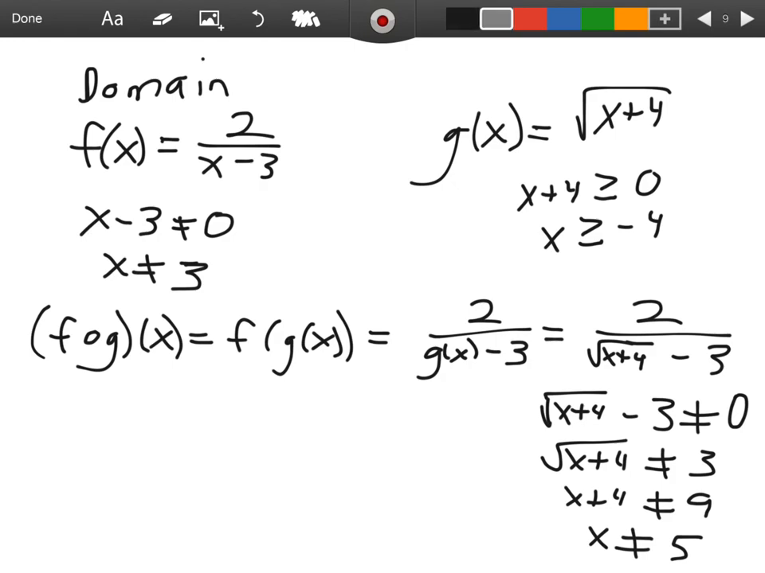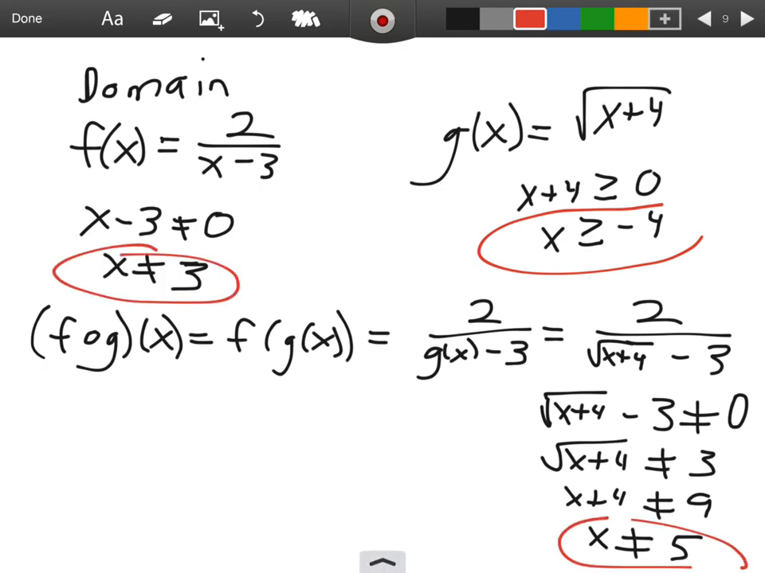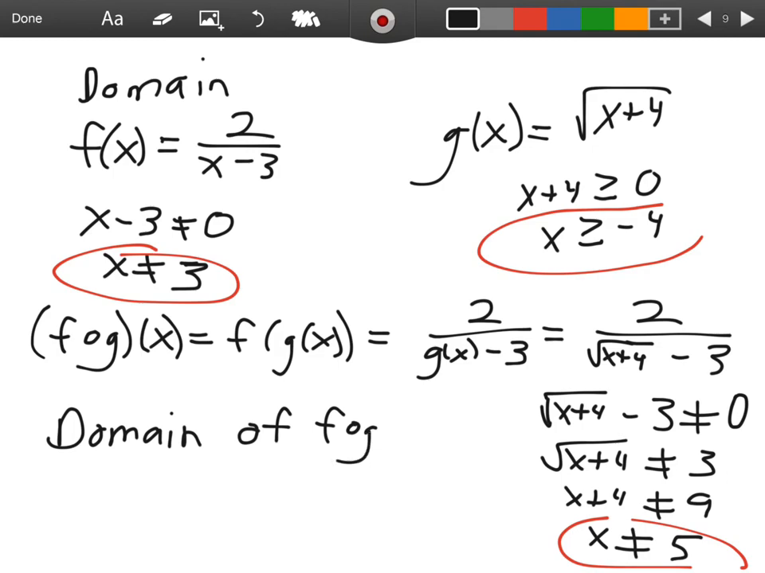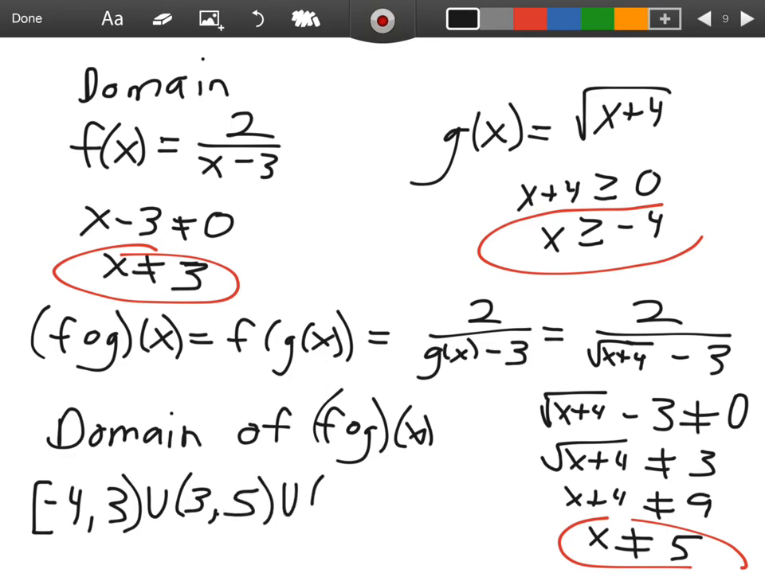So I have 3 different restrictions here. It's always greater than or equal to negative 4. It cannot equal 3. And it cannot equal 5. So when I describe my domain of f composed of g, it's always greater than negative 4. It messes up at 3. Then it goes up and messes up at 5. And then it goes on to infinity. So there's my domain. We'll stop there.